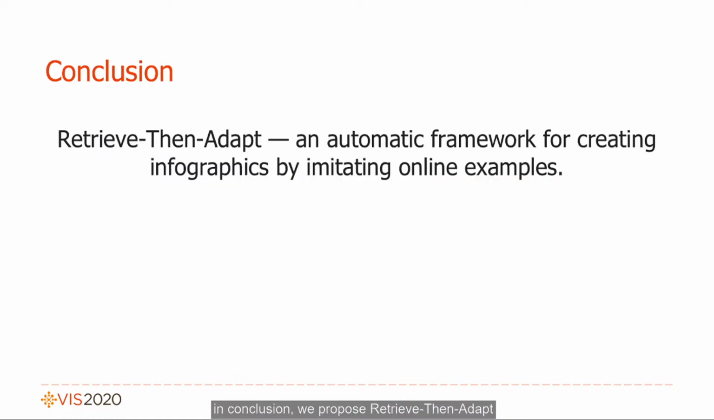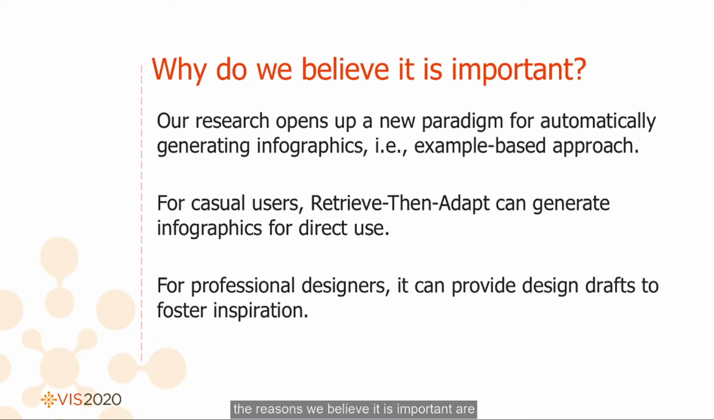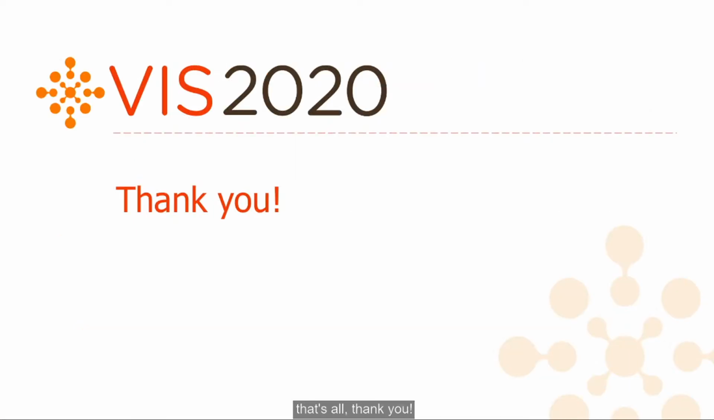In conclusion, we propose Retrieve then Adapt, an automatic framework for creating infographics by imitating online examples. The reasons we believe it is important are: our research opens up a new paradigm for automatically generating infographics, that is, example-based approach. For casual users, Retrieve then Adapt can generate infographics for direct use. For professional designers, it can provide design drafts to foster inspirations. That's all. Thank you.